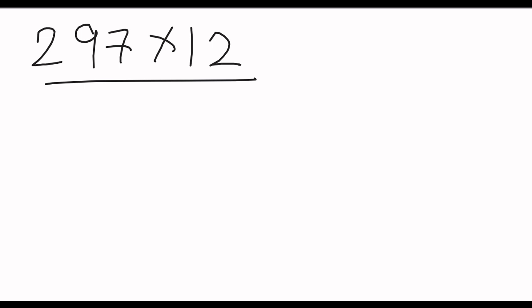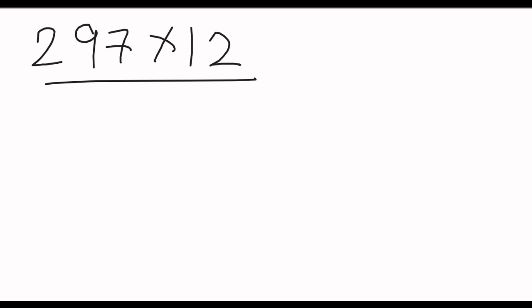So okay, 297. What is the first step? We add a 0, which will become 2970, but for us it is 29 and 70, right? 29 and 70. Now the second step is, what is the double of 297? Double of 297. Now again here, how do you solve this?